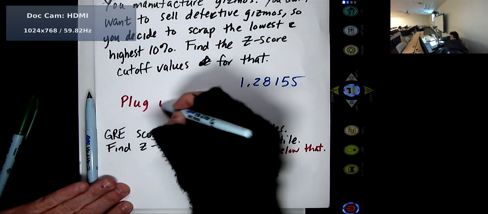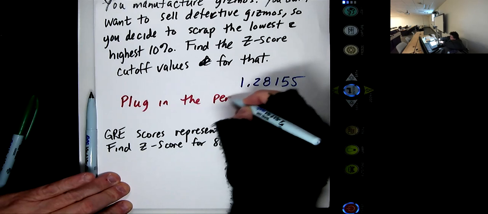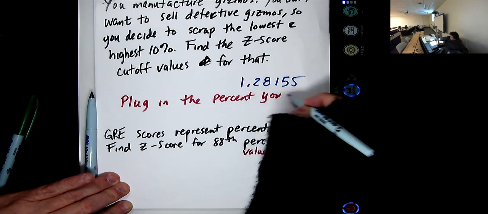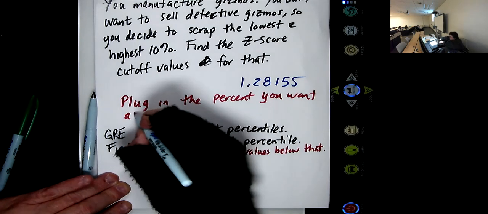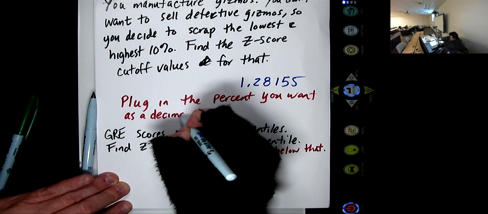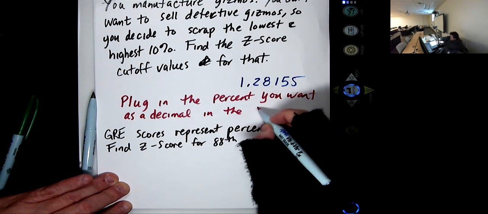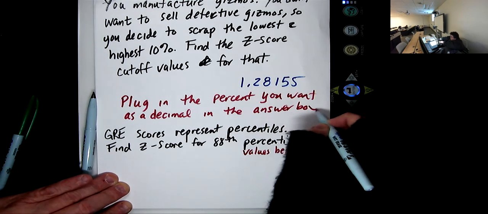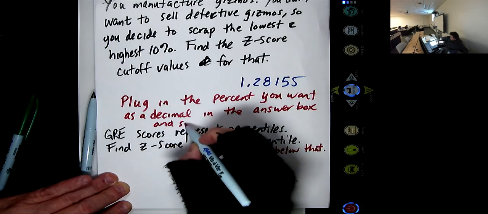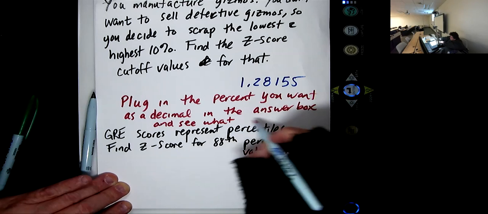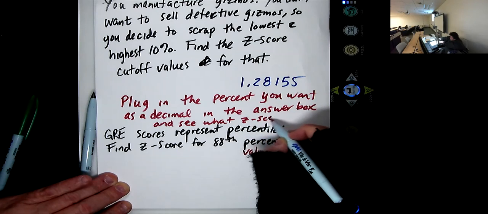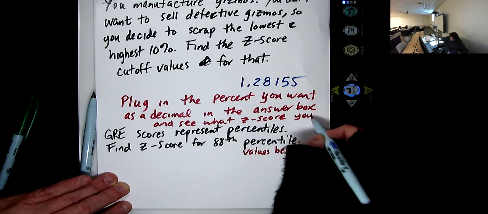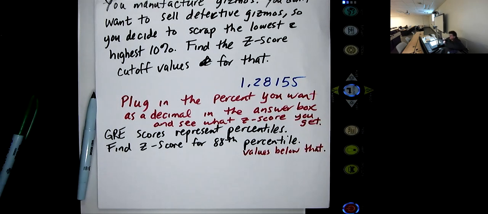So I'll write this down right here as I'm saying it. Plug in the percentage you want, as a decimal, in the, for lack of a better word, the answer box. And see what Z-score you get. We're going to do this for the GRE problem as well. I'll switch back to that in a second.